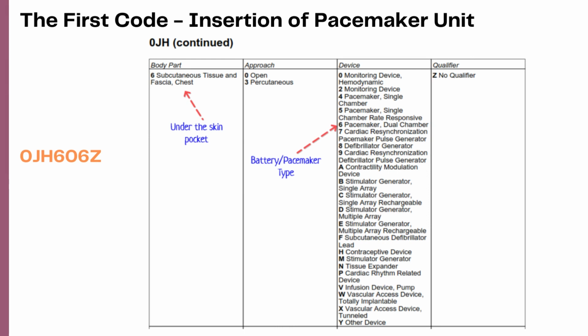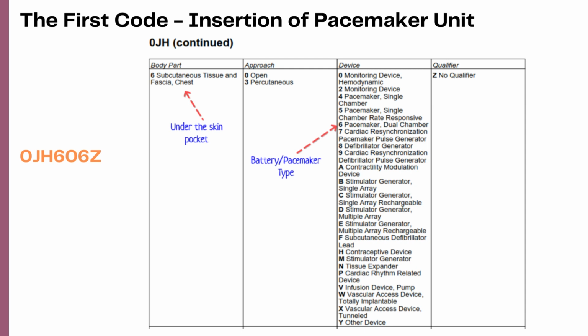So the first code is for the insertion of the battery or the pacemaker. Section is medical and surgical. Body system is subcutaneous tissue and fascia. Root operation is insertion. Then the body part would be subcutaneous tissue and fascia of the chest. Approach is open because the subcutaneous pocket was created by an incision. Then the sixth character would be dual chamber pacemaker for the device type. And the seventh character is Z, which is no qualifier.